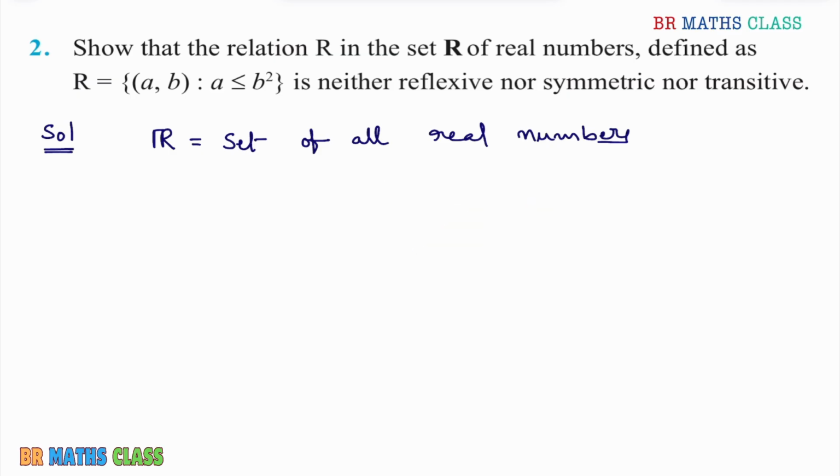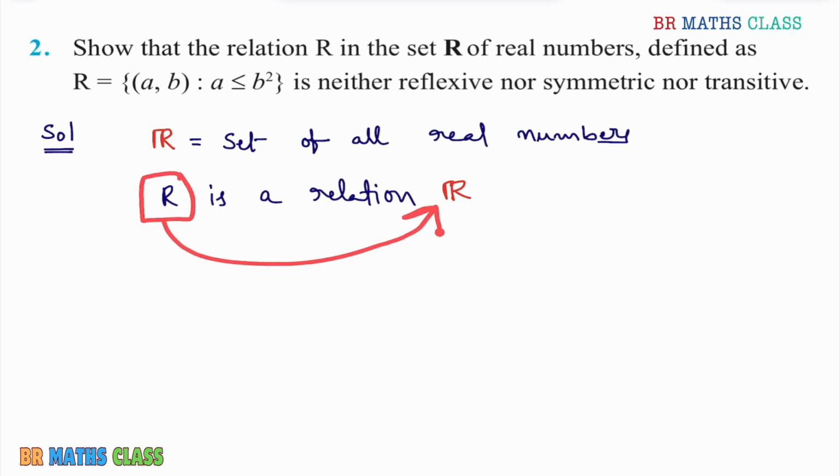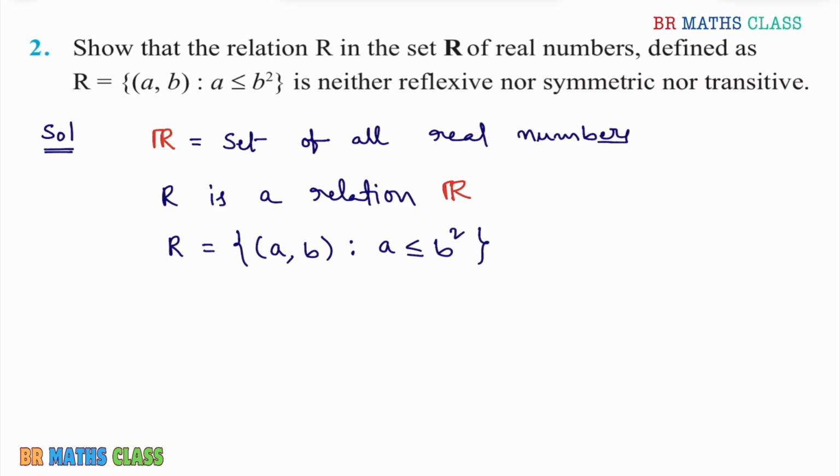And the second point is, this relation is on which set? Given that the relation R is on the set of all real numbers, they have given that R is a relation on the set of all real numbers. That means R is a relation from real numbers to real numbers. The third point is how the relation is defined.